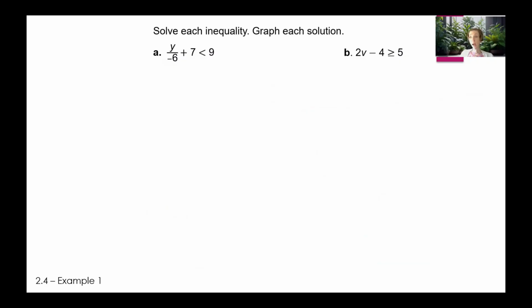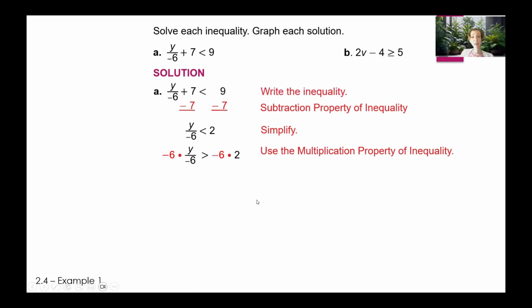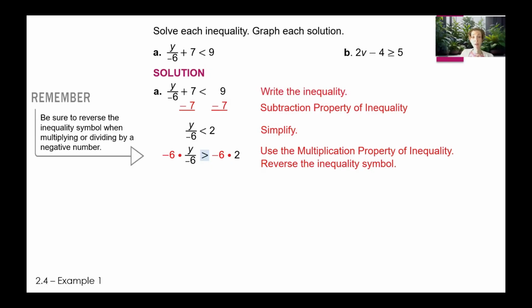All right, so we're trying to get y by itself for part A, right? So we're going to subtract 7 from both sides, right? And then because we subtracted 7, do we need to flip the sign? Not yet, right? Remember, you only flip the sign when we multiply or divide by a negative number, okay? So now we have y divided by -6, and we're trying to get the y by itself. So we have to multiply both sides times -6, right? And then we have to flip the sign because we are multiplying by a negative number, right? And then we get y is greater than -12.